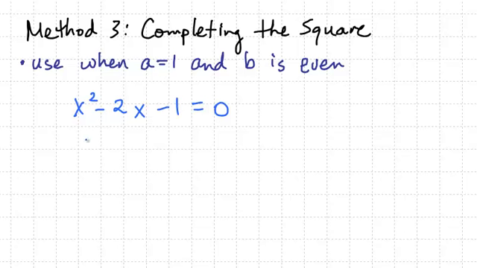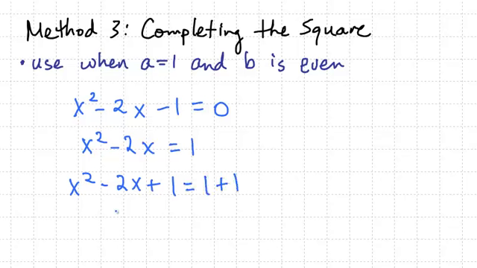So to complete the square here, I'm going to move the 1 to the right side. Then I have x squared minus 2x. I'm going to complete the square on the left side by adding the square of half of this coefficient, which is just 1, and I have to add 1 to both sides. I can then factor the left side into (x minus 1) squared, and the right side is 2.